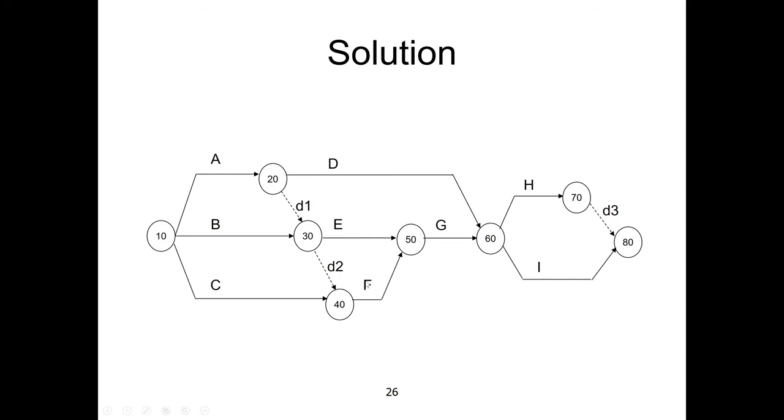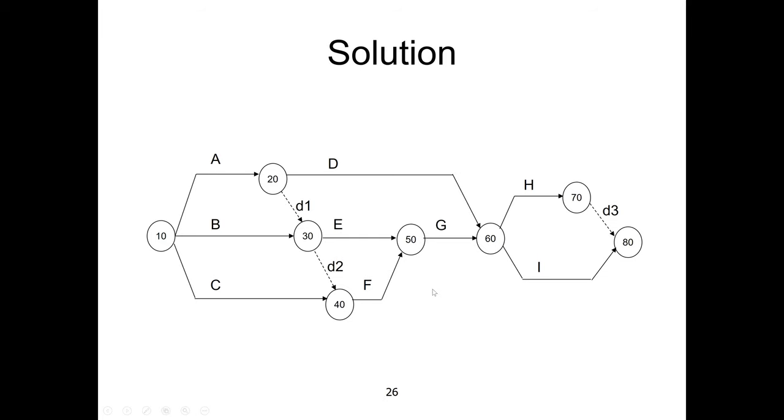Then F is going to start when these three activities A, B, and C are complete. So this dummy D2 takes us back: A is complete, B is complete, and then activity C is complete, then F is going to start. That's why we put dummy D2 here, so that B and C do not have the same starting point and same finish point.